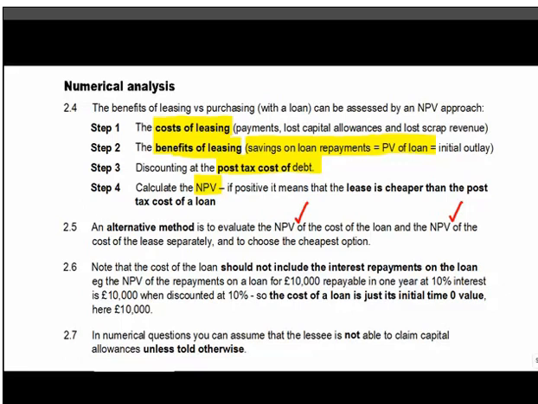When you're using it, you should bear in mind that the cost of the loan will simply be the amount of the loan that you've taken out, and you do not have to work out the interest repayments and discount them. If you did, for example, if you took the repayments on a loan of 10,000 and discounted the repayments at 10% interest, you'd come back to the present value of the loan. We'll illustrate this in the next lecture example.